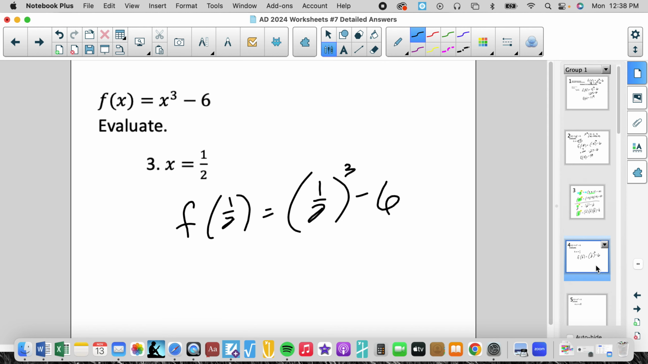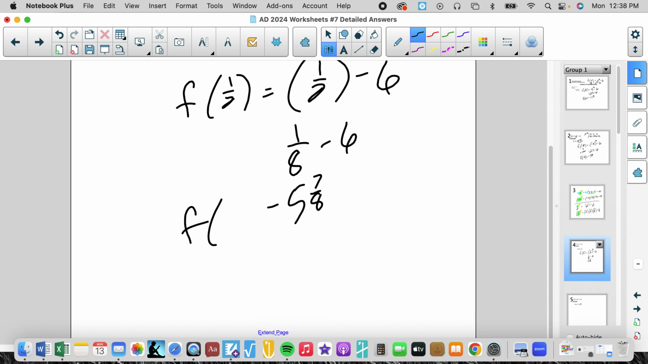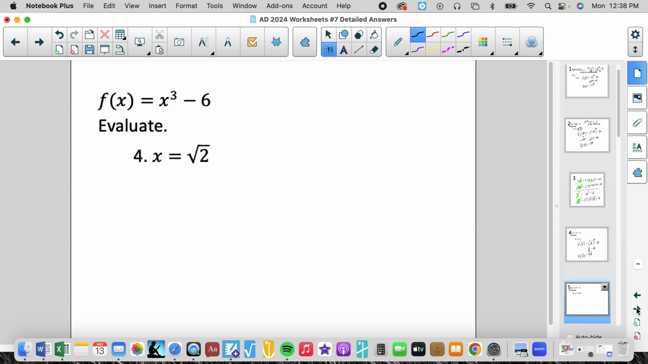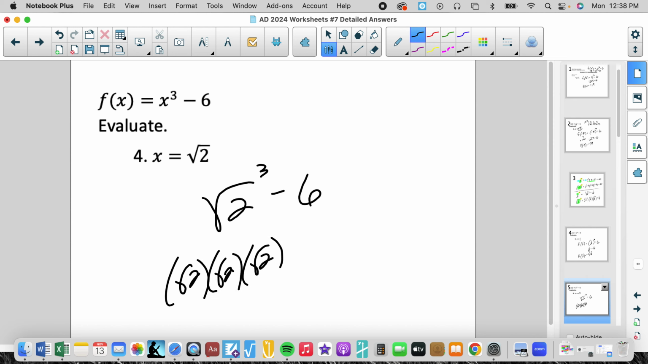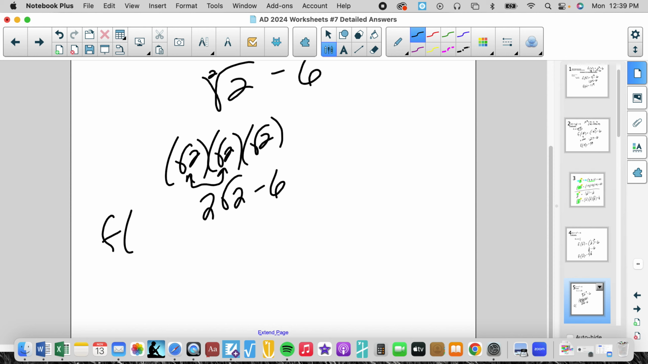So this is going to be 1/8 minus 6, which is -5 7/8, equals f of 1/2. -5 7/8. So that's a little tricky. Rad 2, ooh, such a good one. So we have rad 2 cubed minus 6. So that's rad 2 times rad 2 times rad 2. Remember, there's a 2 in there. So 2 rads are going to cancel. So you get 2 rad 2 minus 6, which is your f of rad 2.